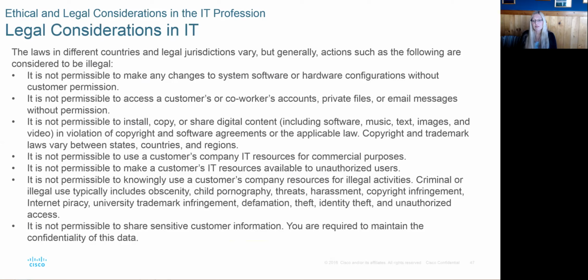So there's lots of legal considerations in IT. You always need to ask permission before you make changes. You can't access a customer's or coworkers' accounts, private files, or emails without permission. It's not permissible to install, copy, or share digital content. It's not permissible to use a customer's IT resources for commercial purposes.